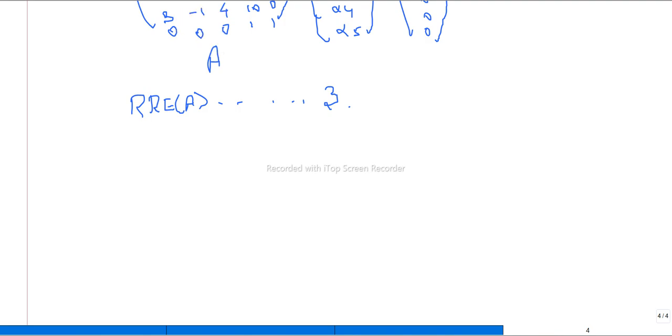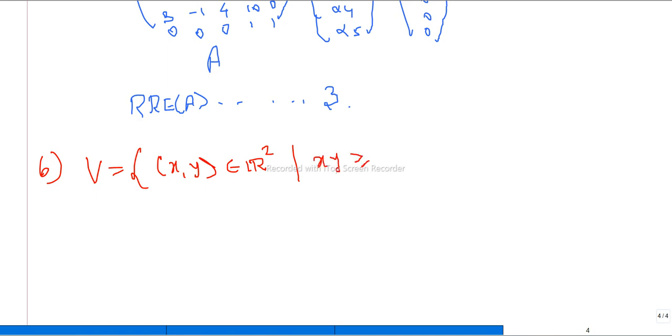Okay. Now the next question is a simple one. Suppose we have a set in R2, that is the set of all x comma y in R2 such that the product xy is greater than or equal to 0. So simple one, they are asking whether it is a vector space or not. V is a vector space over R. Sorry, vector subspace. Anyway, it is a subspace of R2.